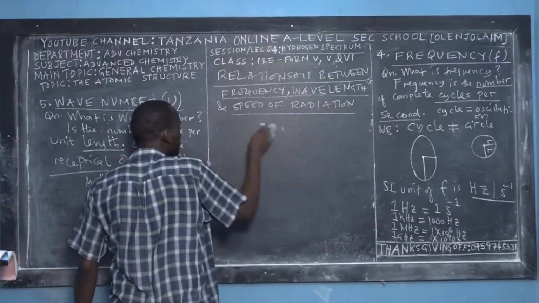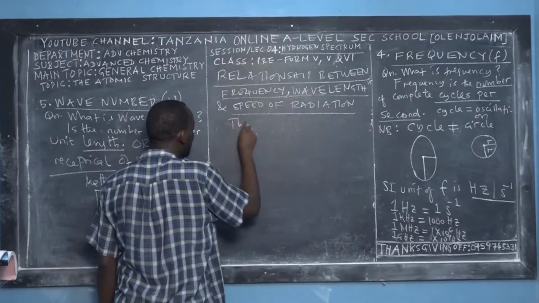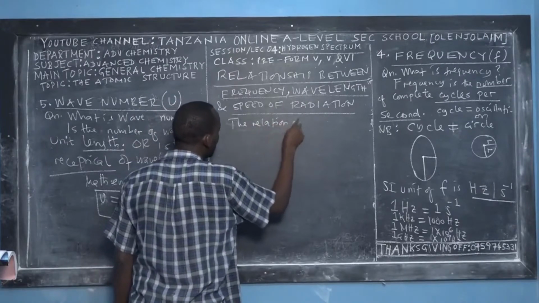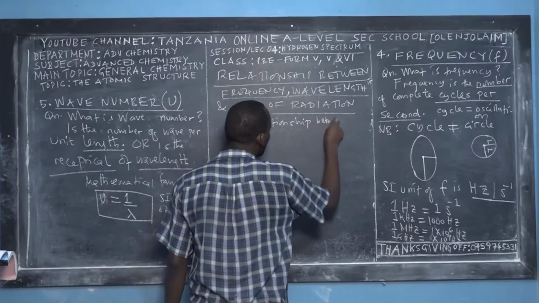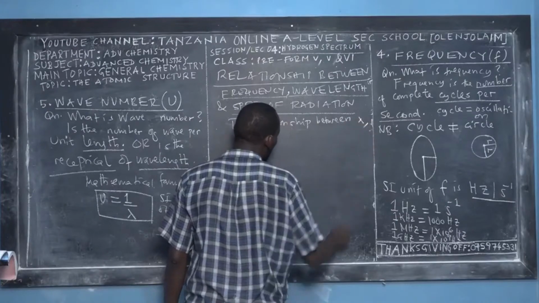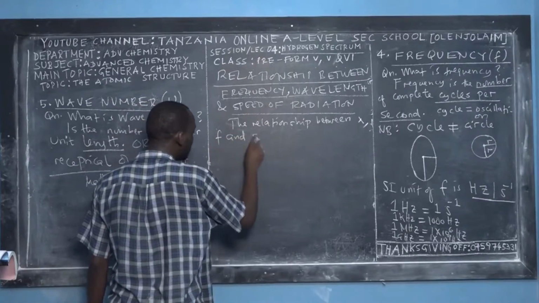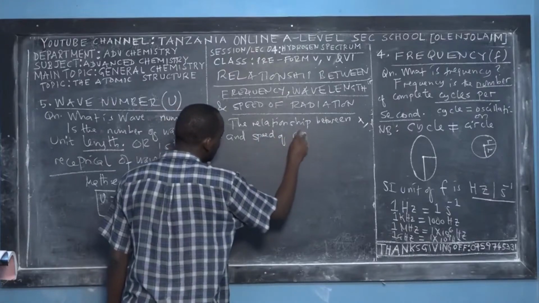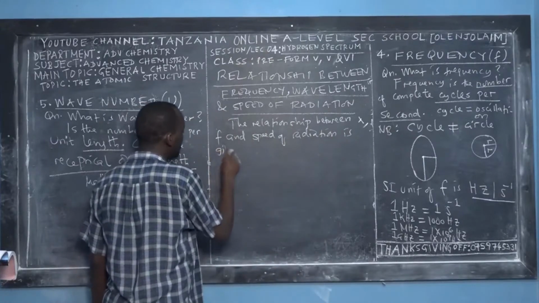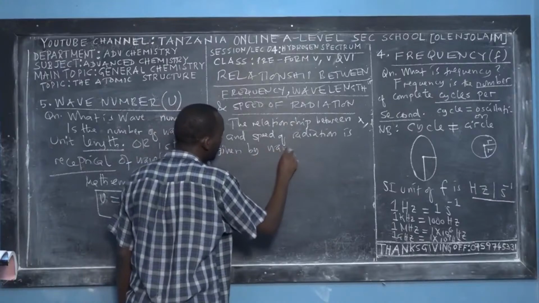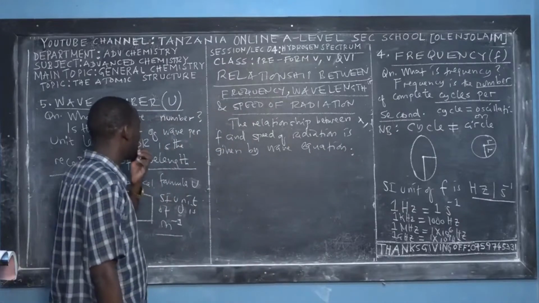So I say that the relationship between wavelengths, frequency, and the speed of radiation is given by the wave equation. So what is that wave equation?